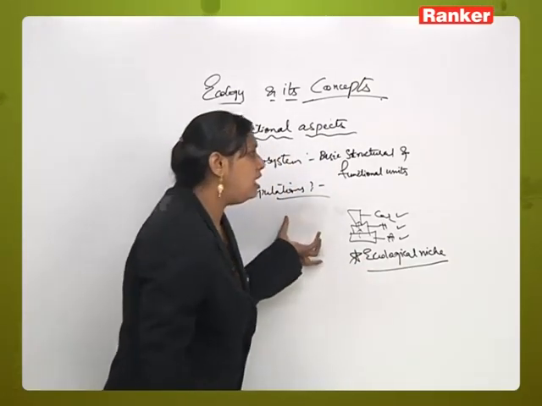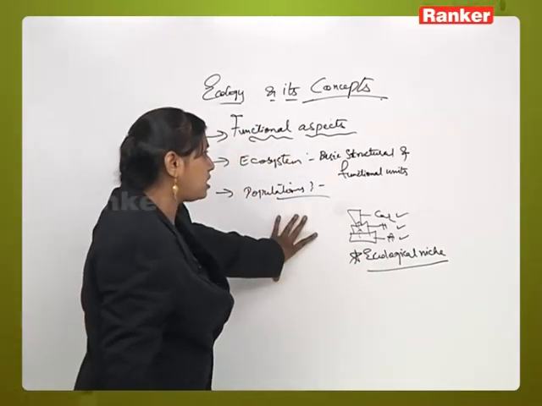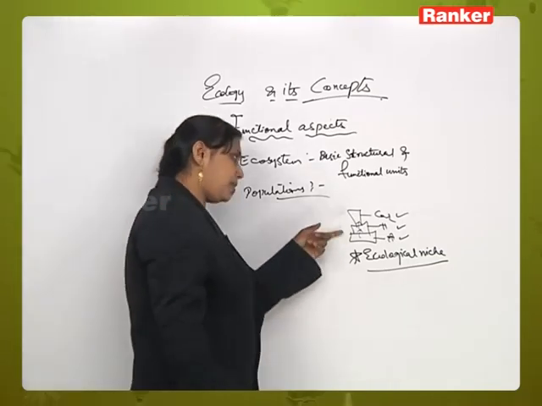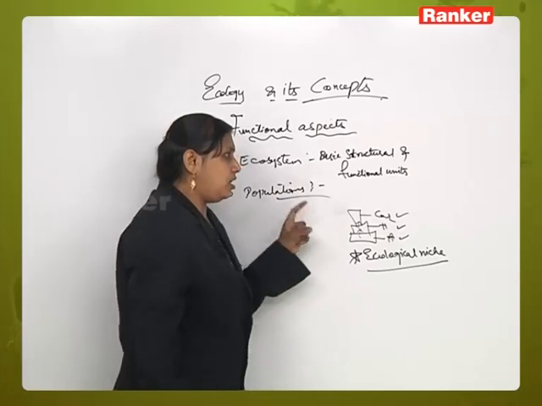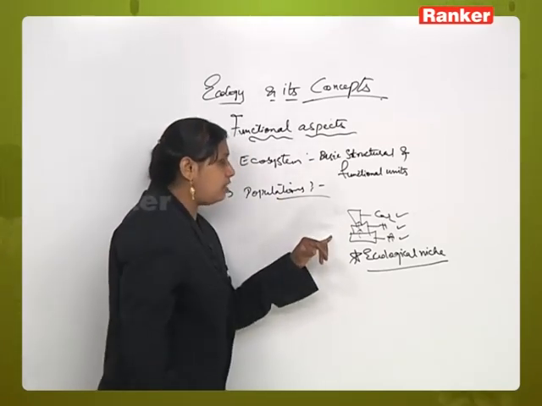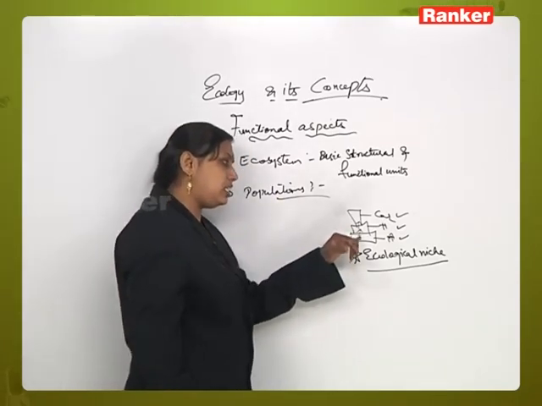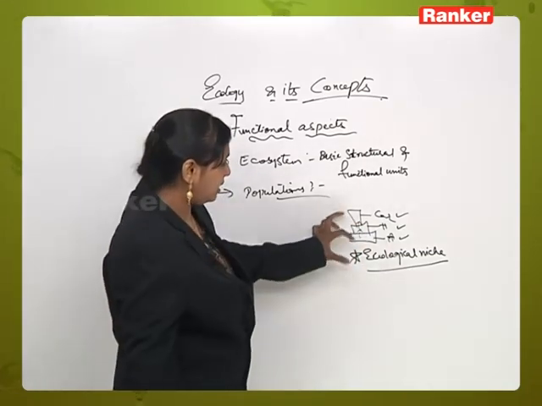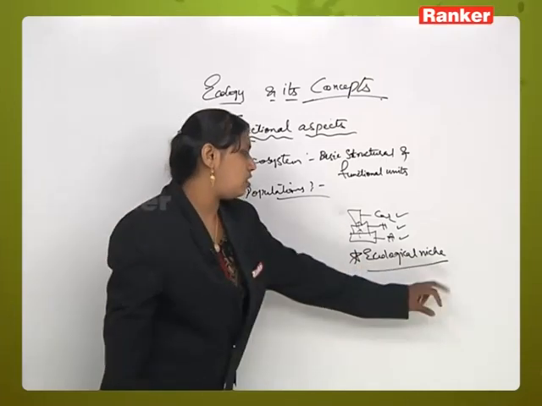It is nothing but the organism with which it interacts. The population is provided a specific position at each trophic level, and the interaction at each trophic level is with respect to the organism with which it is interacting. This process is called interacting, and its physical environment is called the ecological niche.